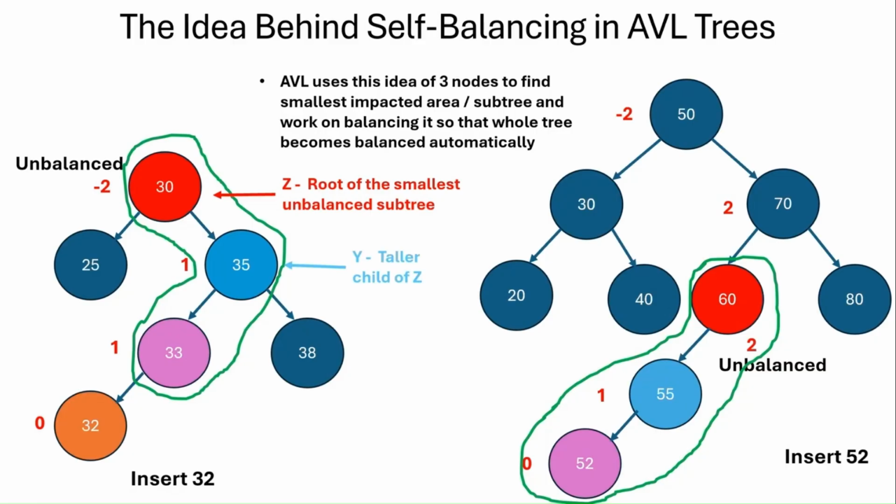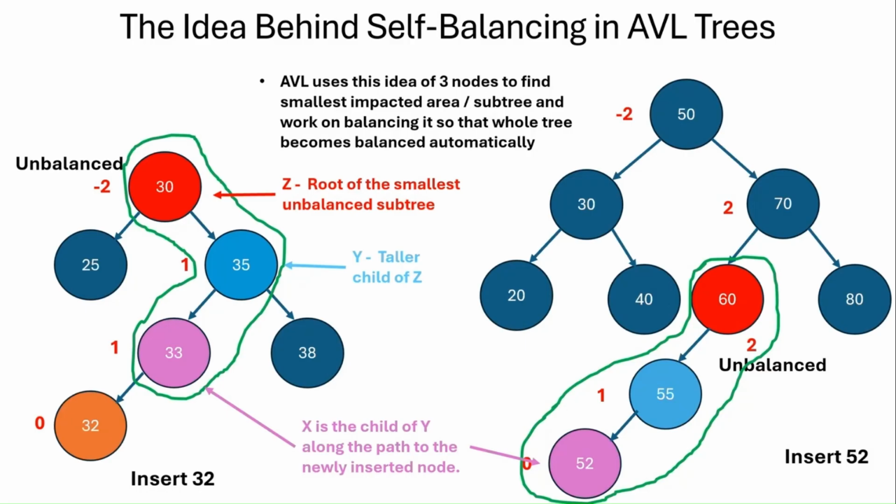The second node is the taller child of Z, because of which this subtree became unbalanced. And X is the child of this Y along the path to the newly inserted node. Basically, it is the node which is either the newly added node, or the new node is added as a child of that node. Right? So that's why, because the AVL tree works only with these three nodes and only with this smallest impacted area, the rotation of the AVL tree is fast, or O(1) only.